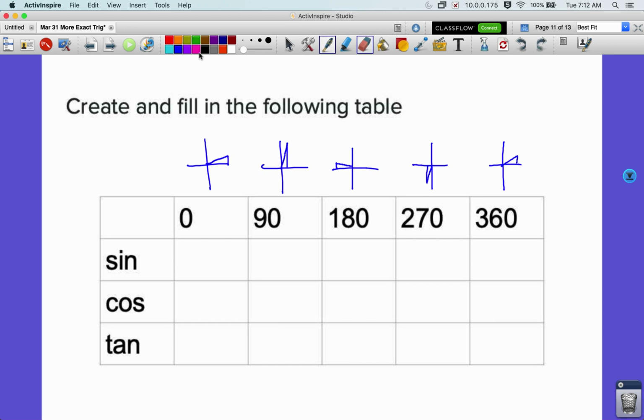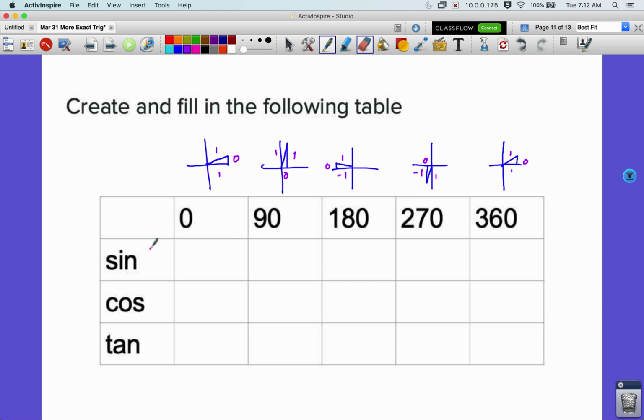Okay, and now let's label side length. So opposite is 0, 1 and 1. This one opposite is 1, hypotenuse is 1, that's 0. This one, hypotenuse always 1, adjacent -1, opposite 0. 0, -1 and 1, and then we're back to the 1, 1, 0.